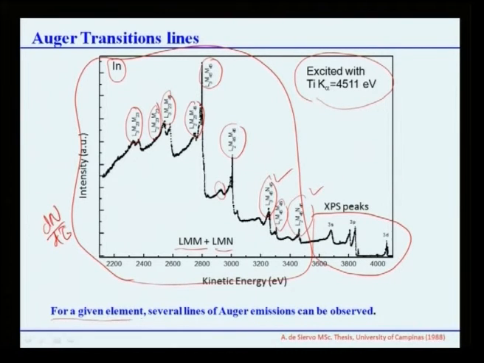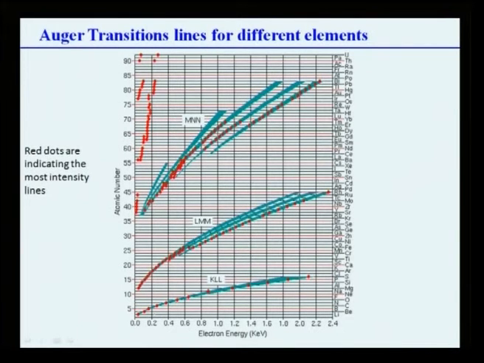So for a given element, several lines of Auger will be observed. That is what is observed. So Auger transition lines for different elements can be plotted like this. This is atomic number versus electron energy, and there are different elements starting from lithium to uranium, correct. So what you see here is KLL transitions, LMM transitions, MMM transitions and so on. Red dots indicate the most intense lines which are seen in the spectrum.